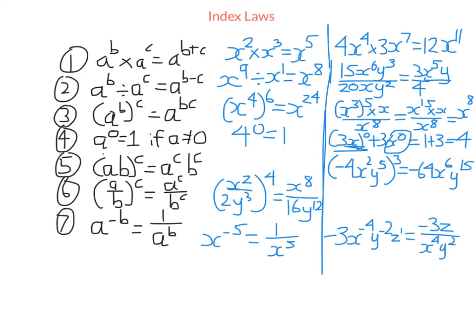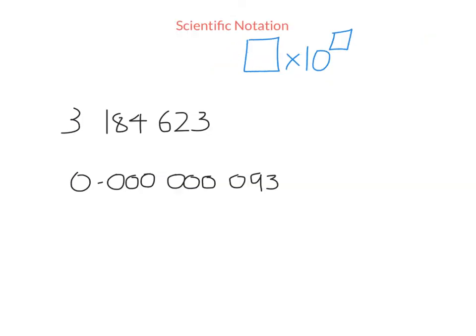All right, let's now look at scientific notation. Scientific notation is when we take a really large number or a really small number, we write it as something times 10 to the power of something. So the thing that goes in the first box is always a number between 1 and 10, and the number that goes here is always a power. It's either positive or negative.